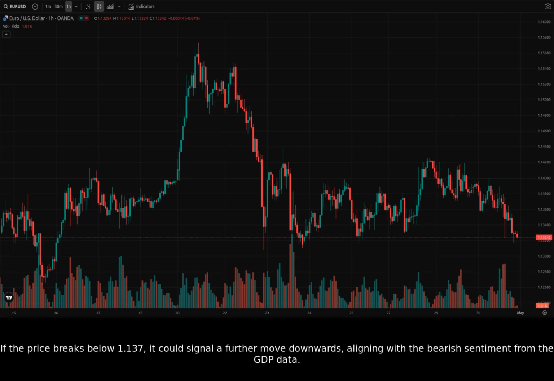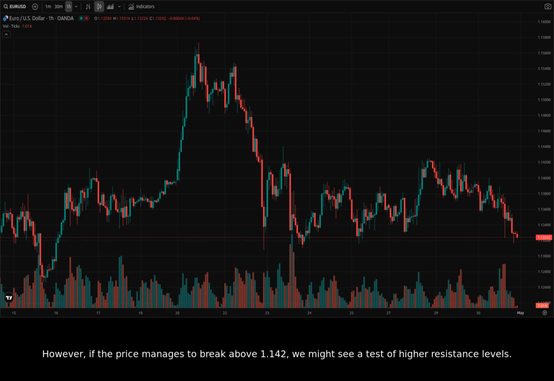If the price breaks below 1.137, it could signal a further move downwards, aligning with the bearish sentiment from the GDP data. However, if the price manages to break above 1.142, we might see a test of higher resistance levels.